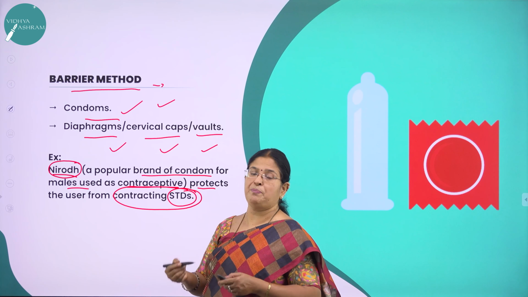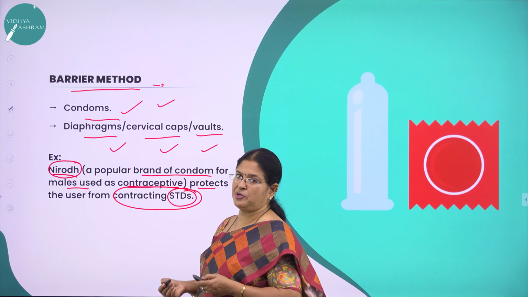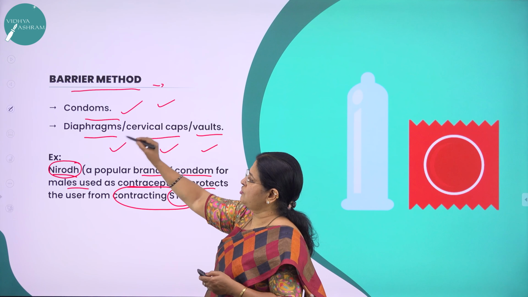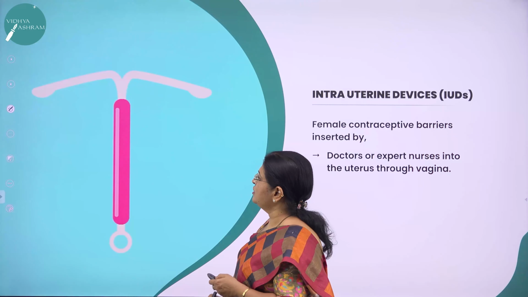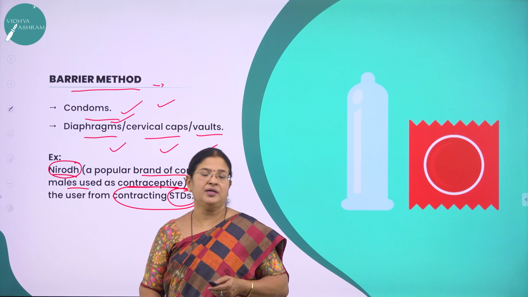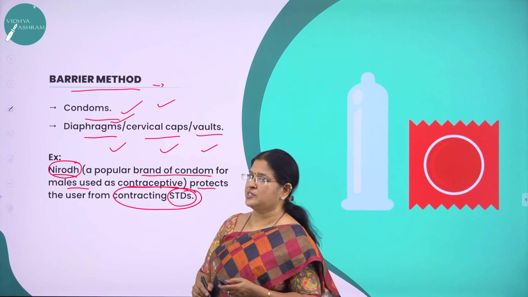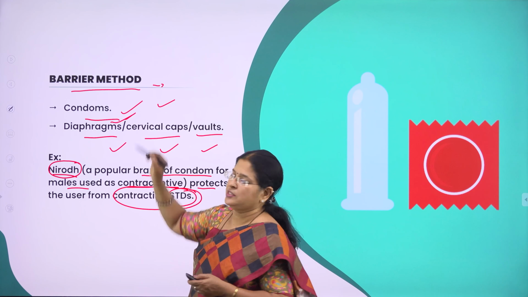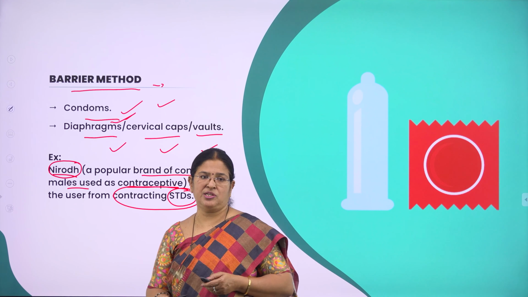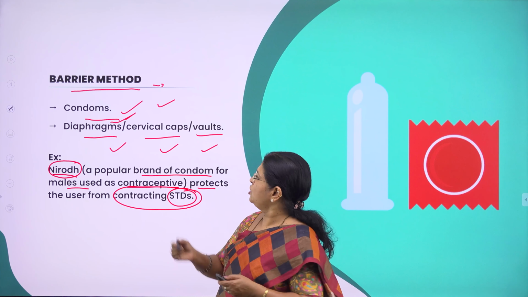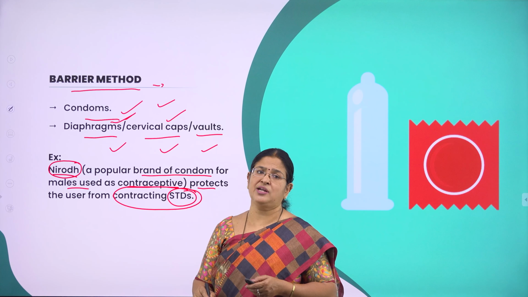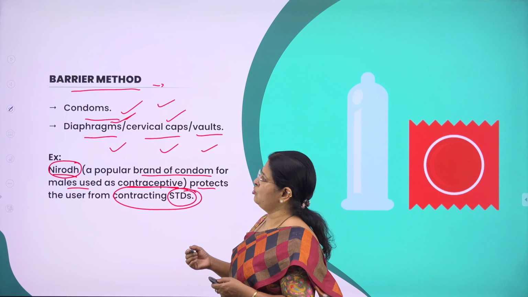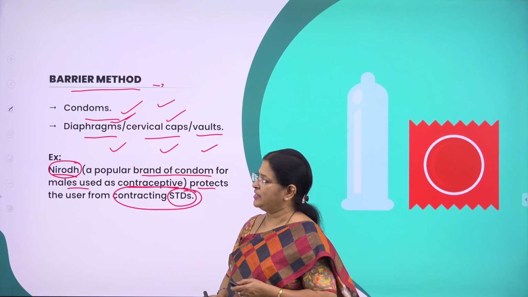So the barriers which will prevent the contacting of the sperm with the ovum are called the barrier method, like the use of condoms, diaphragm, cervical caps and holds. Diaphragm is nothing but a dome shaped disc which is used to cover the uterus. So this will prevent the fertilization, or prevent the contact between the sperm and the ovum. Cervical caps are nothing but miniature diaphragms which are also used to prevent the contact between the sperm and the ovum. So those are called barrier methods.